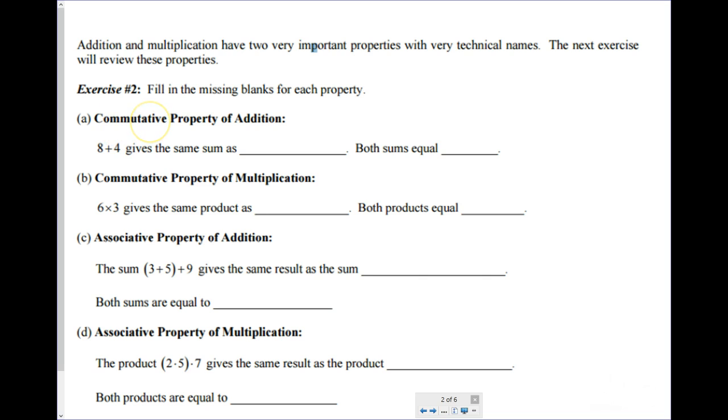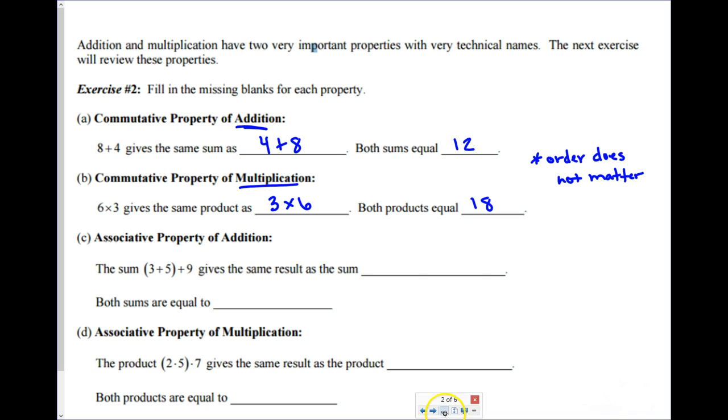The commutative property of addition. 8 plus 4 gives the same sum as 4 plus 8. Both sums equal 12. The commutative property of multiplication. 6 times 3 gives the same product as 3 times 6. Both products equal 18. The commutative property is basically saying that order does not matter. 8 plus 4 is the same as 4 plus 8. Same with multiplication. 6 times 3 is the same as 3 times 6. This only works in addition and multiplication.